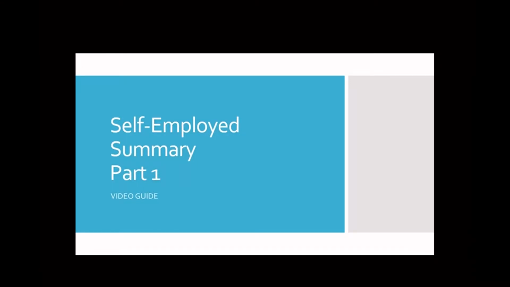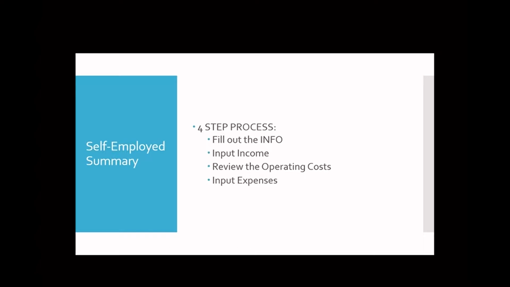If you're watching this video, you have received the Self-Employed Excel summary. So let's get started. The summary is a 4-step process where you fill out the info, input the income in the income tab, review the operating costs, and then input the expenses.